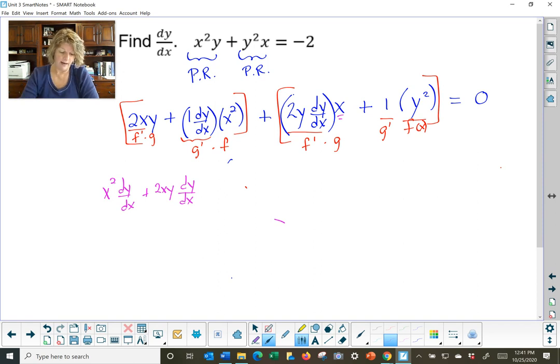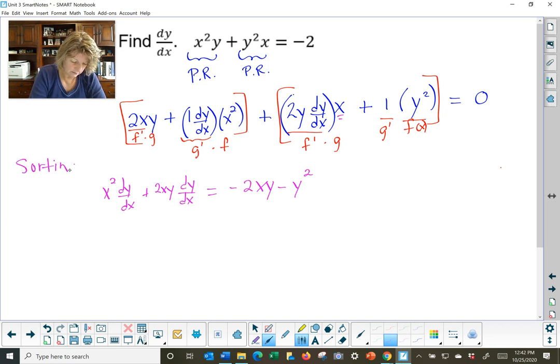So the other items are going to flip to the other side of the equal sign, and I would do that through subtraction. So I'm going to minus 2xy, and I'm going to minus the y squared. Follow? Now let's factor out. So this is kind of sorting. Basic algebra. Next, let's GCF the dy dx.